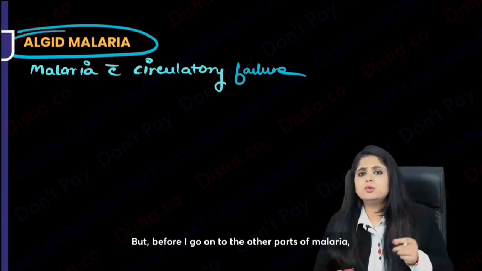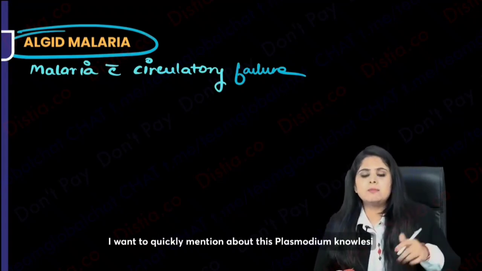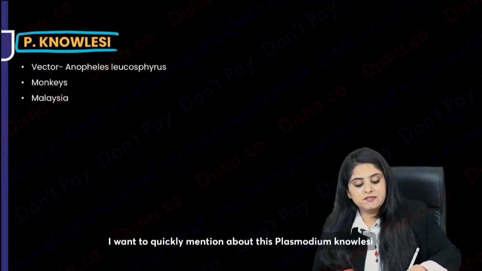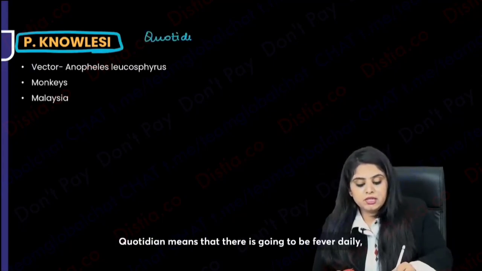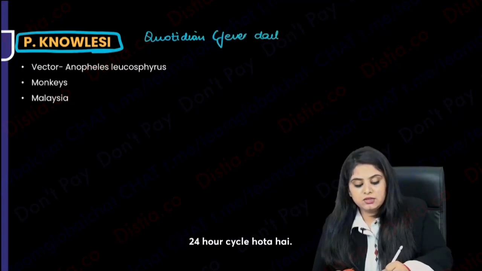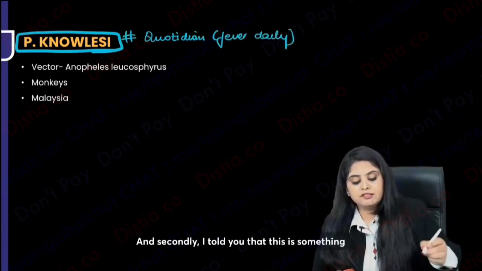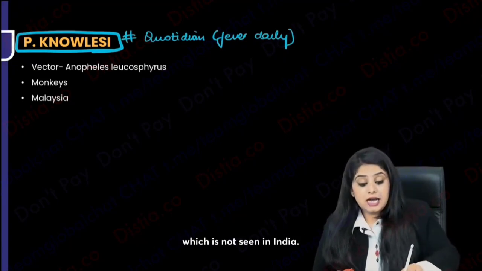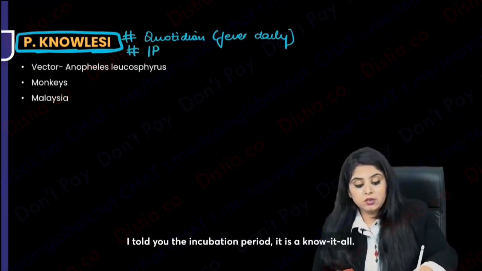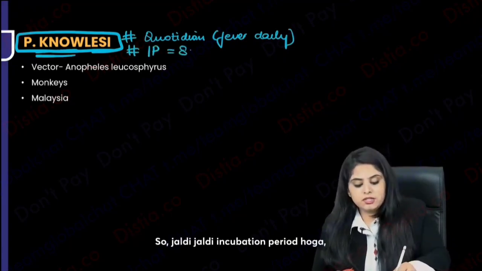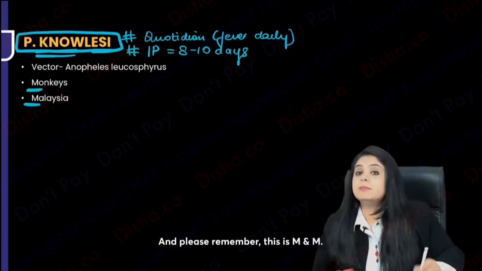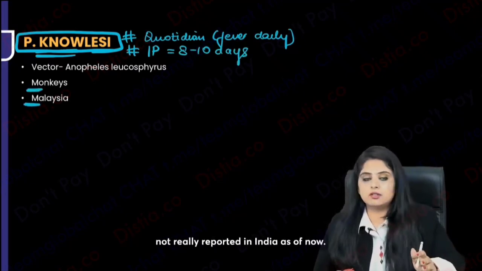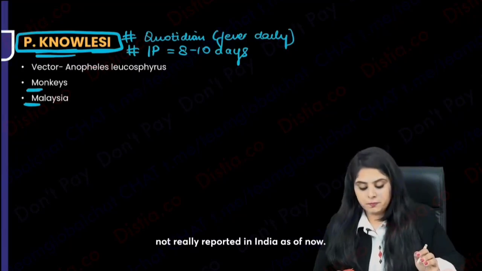But before I go on to the other parts of malaria, I want to quickly mention this Plasmodium knowlesi, which I was not talking much about. Only thing I told you was it is quotidian. Quotidian means that there is going to be fever daily, a 24-hour cycle. And secondly, I told you that this is something which is not seen in India. I told you the incubation period, it is a knows it all. So a quick incubation period, within 8 to 10 days. And please remember, this is M&M. It was in Malaysia, from monkeys, not really reported in India as of now.